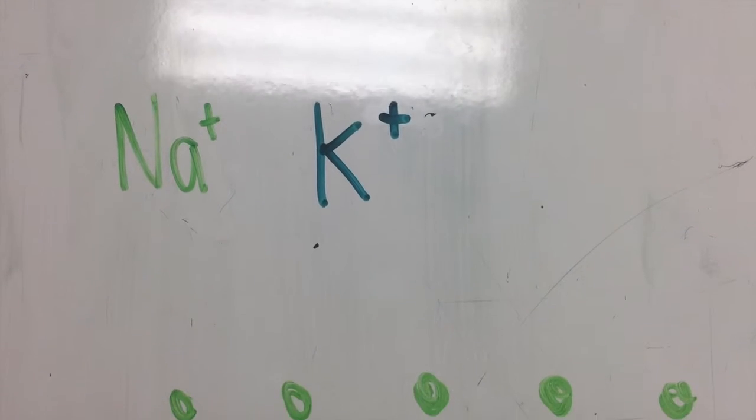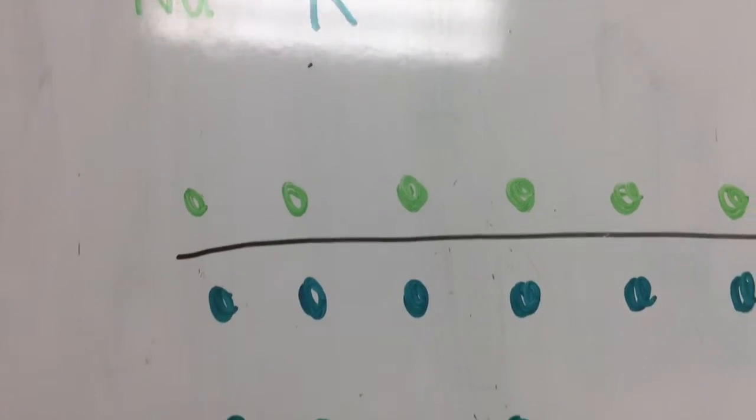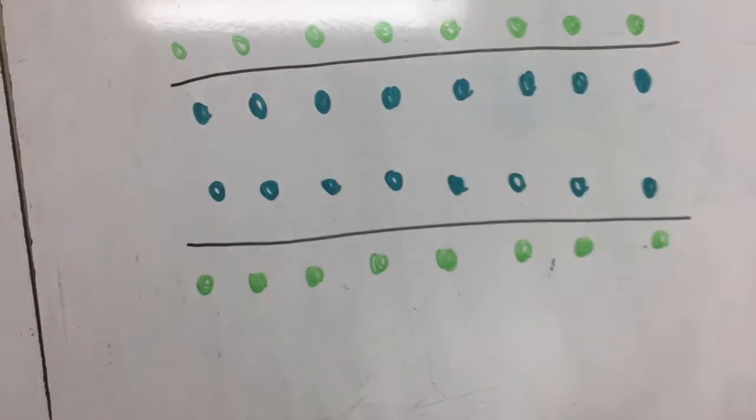First, the nerve cell is at resting potential, meaning there are more sodium ions outside the neuron and more potassium ions inside the neuron.